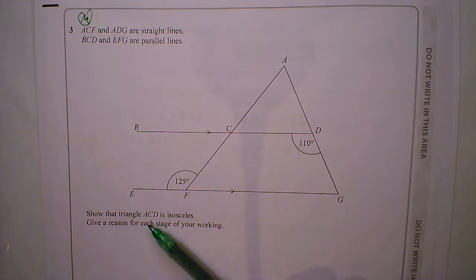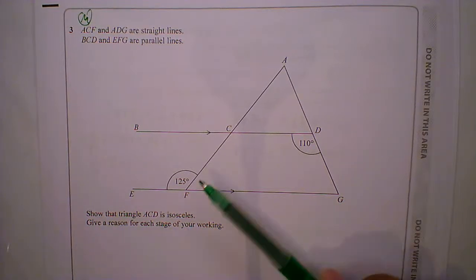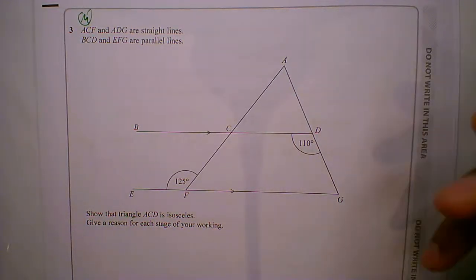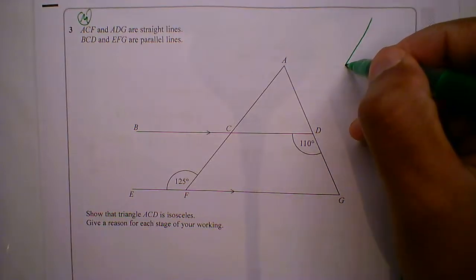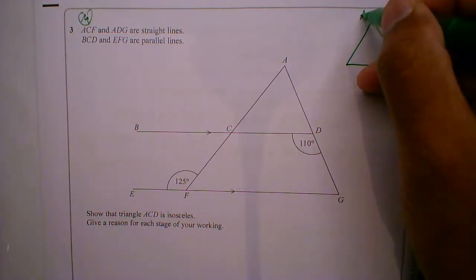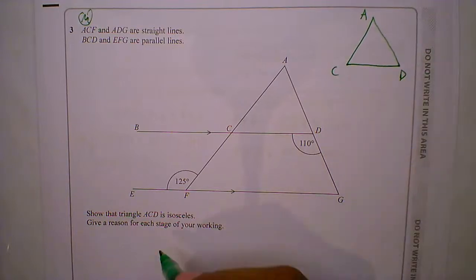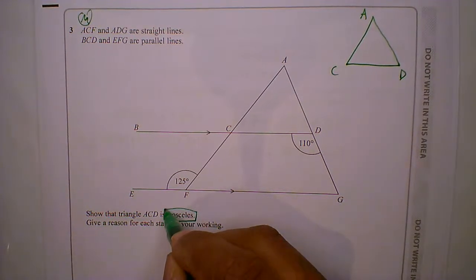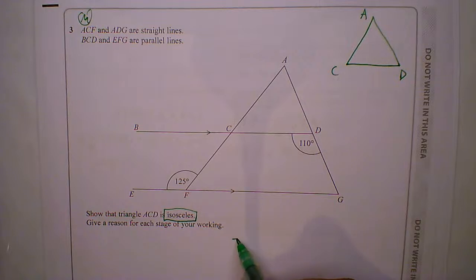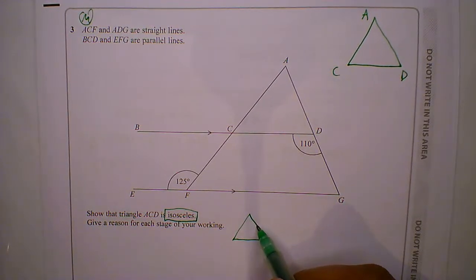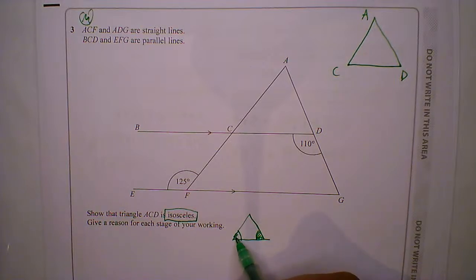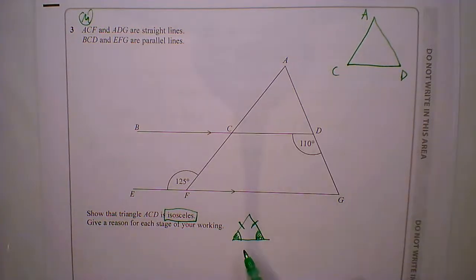Show that triangle ACD is isosceles. So ACD. So I'm just going to sketch it by the side. ACD. What is isosceles? Isosceles means that we have two angles are the same or two sides are the same. So that's what we're looking for. So clearly there's no sides here, so we're looking for angles. So that's what we need to do.